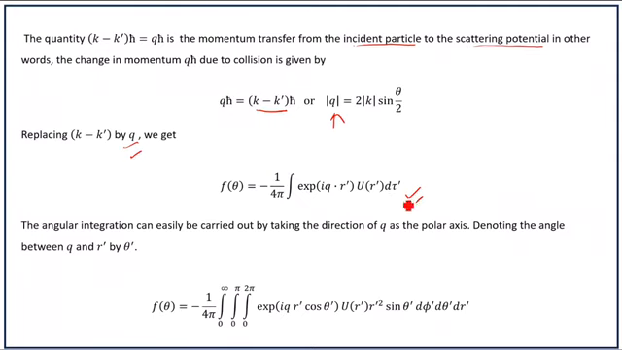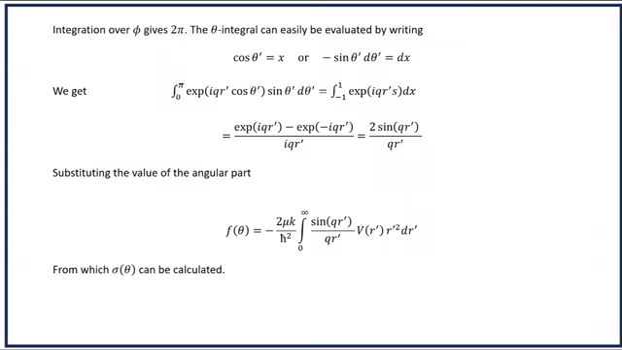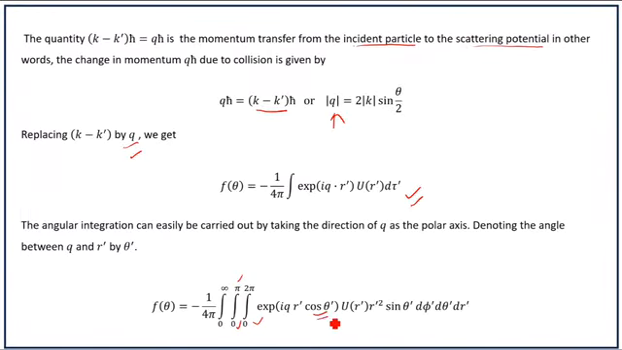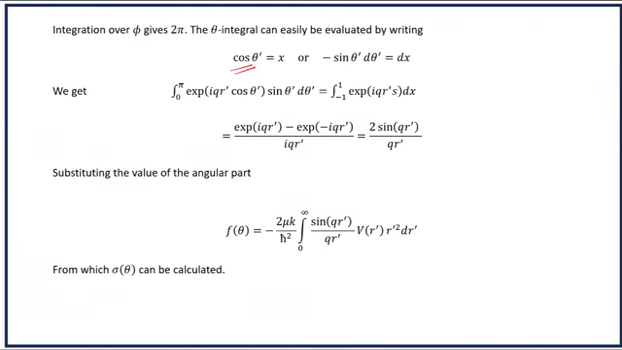d tau dash is r dash square sin theta dash d theta dash d phi dash dr dash, and the limit of phi is 0 to 2 pi, theta is 0 to pi and r dash is 0 to infinity. So put the value in the integration. Integrate phi from 0 to 2 pi, and to integrate theta, assume cos theta dash as x. Then sin theta dash d theta dash becomes minus dx. So take the integral from 0 to pi, convert theta into x, and when you integrate you will get the value of this, 2 sin q r dash upon q r dash.